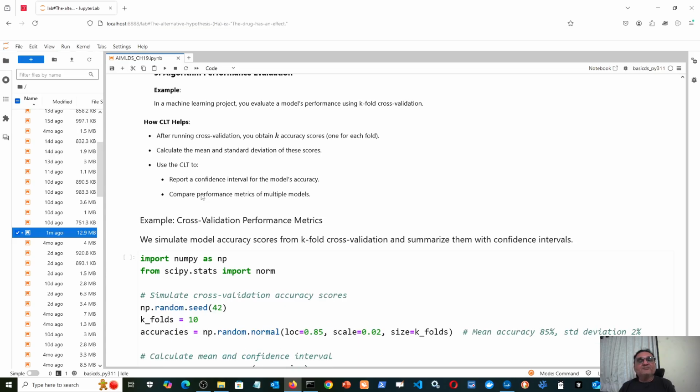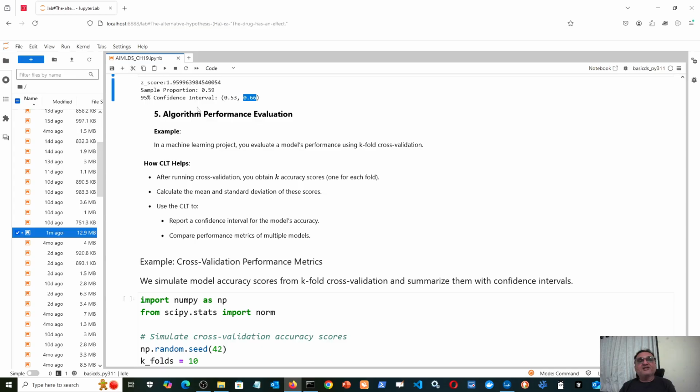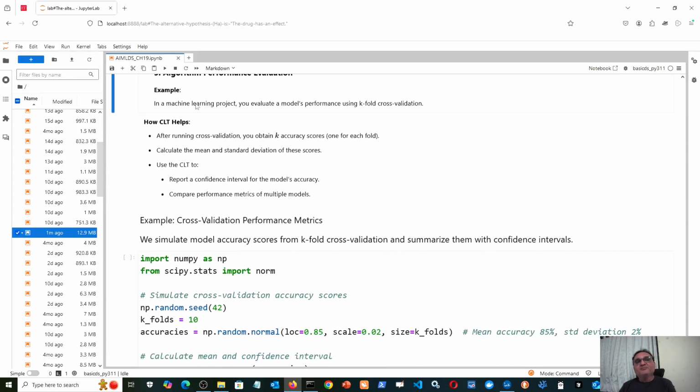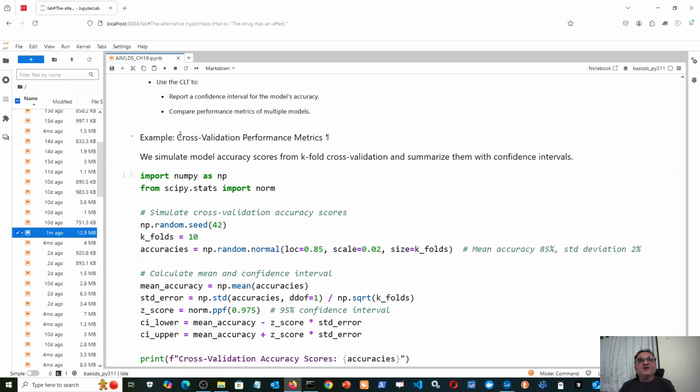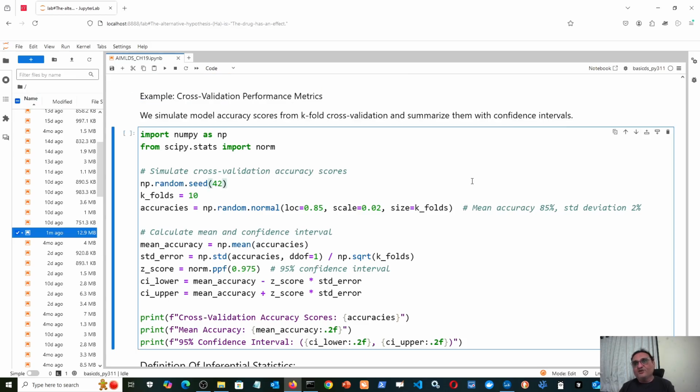Now this is algorithm performance evaluation, the third and last application of the central limit theorem. For example, you are doing a machine learning project and you evaluate a model's performance using k-fold cross-validation. You want to check whether by using k-fold cross-validation the performance actually improves. For that, we take this example, cross-validation performance matrix. We simulate model accuracy scores from k-fold cross-validation and summarize them with confidence intervals.